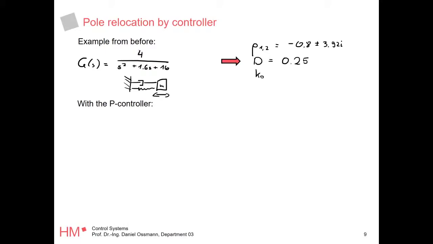We have a static gain of 4 over 16, which is 0.25, and we have an eigenfrequency of 4. This is what we get out of this equation here, right?